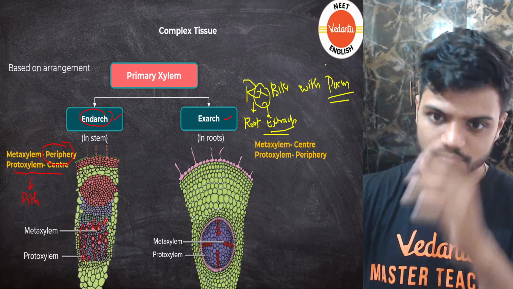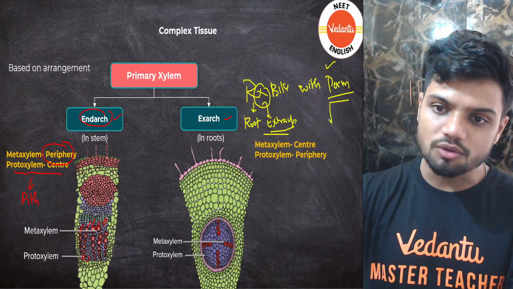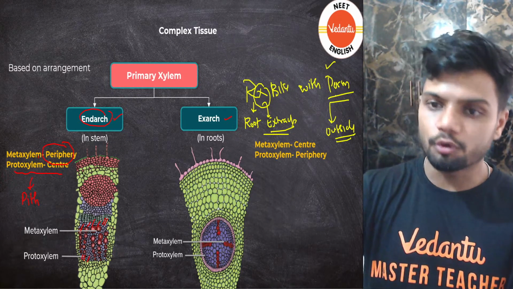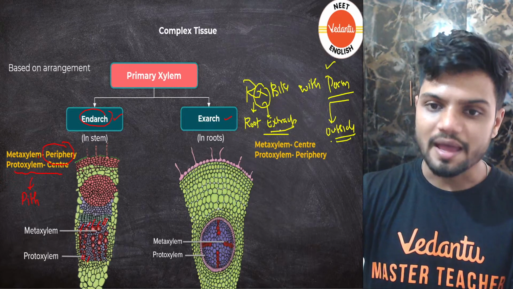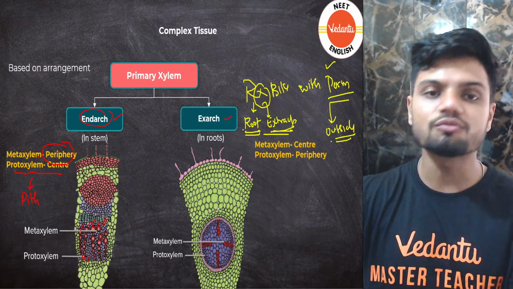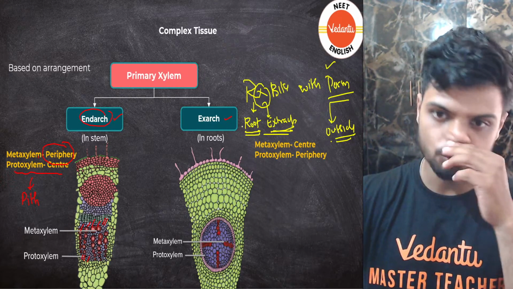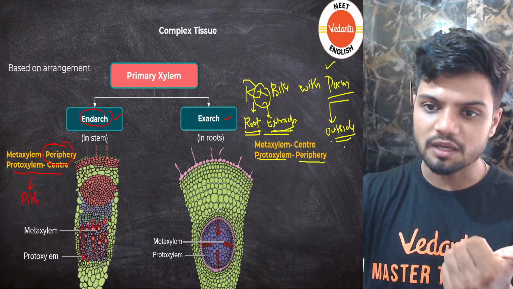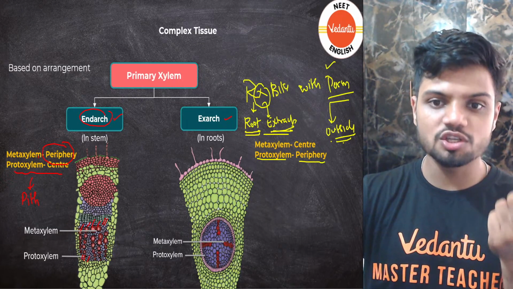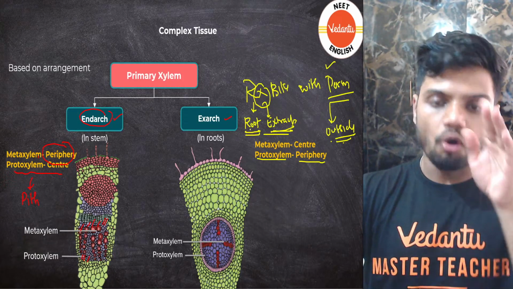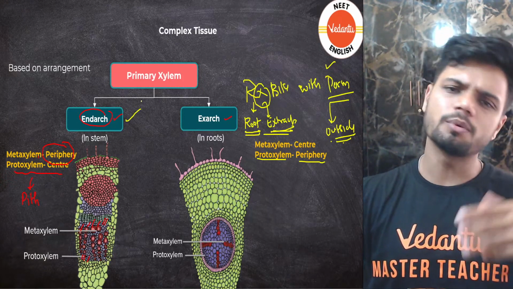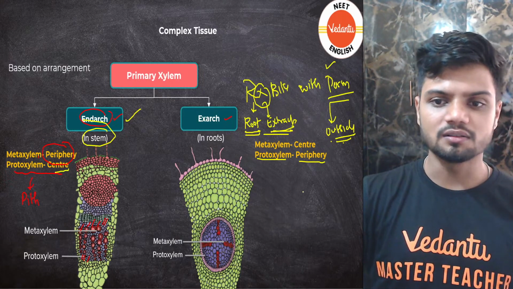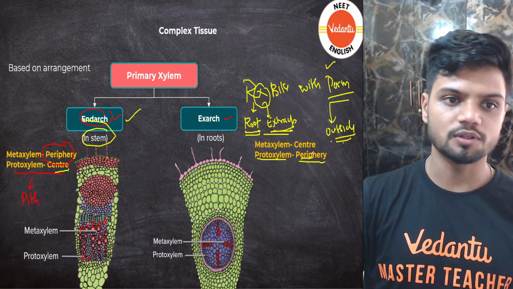So protoxylem, P for protoxylem, is on the outside. Exarch condition is present in the case of roots. So protoxylem towards the periphery, that is outside, is the exarch condition, present in the case of roots. Opposite for endarch, present in the case of stem. Protoxylem towards the center here, periphery here. That's all.